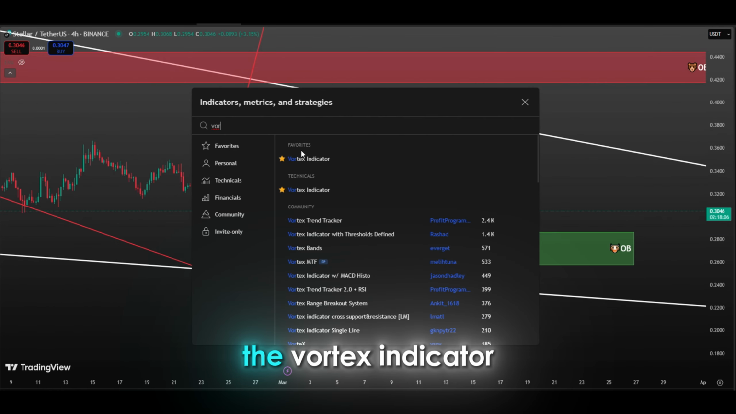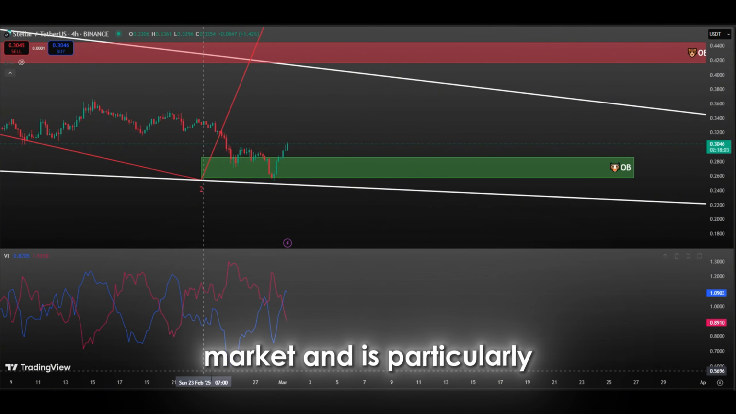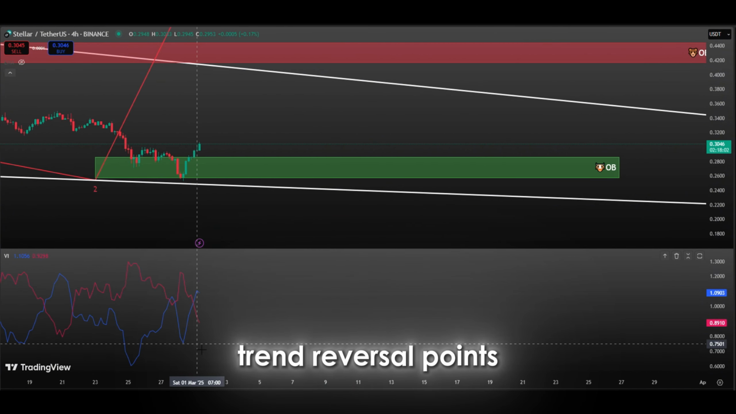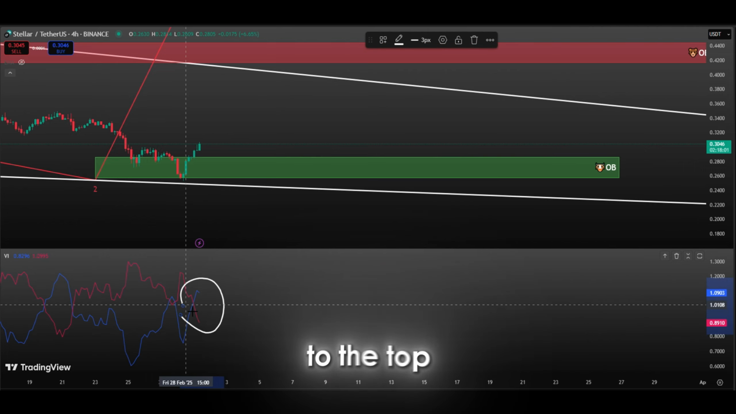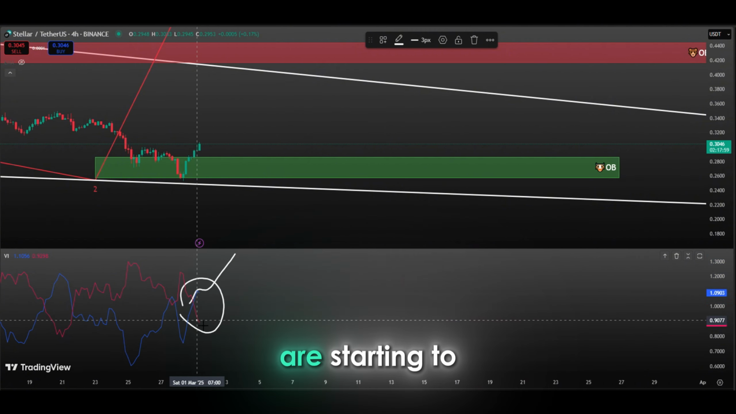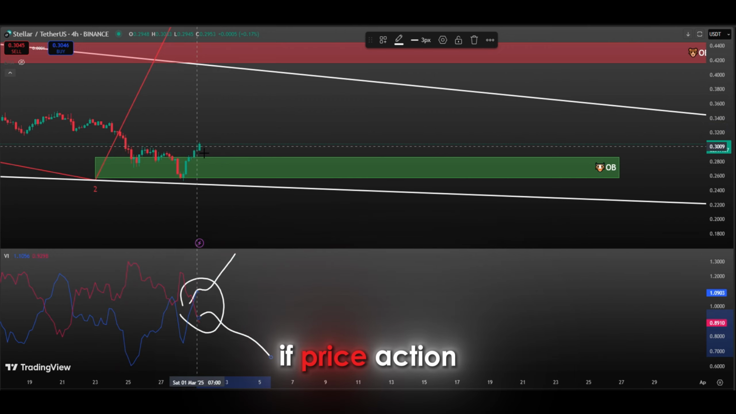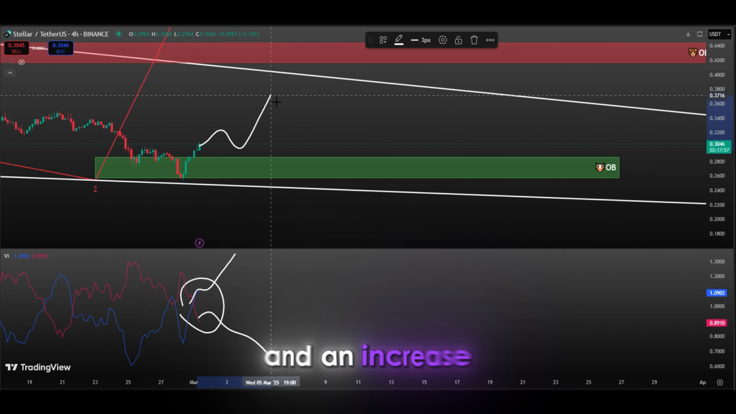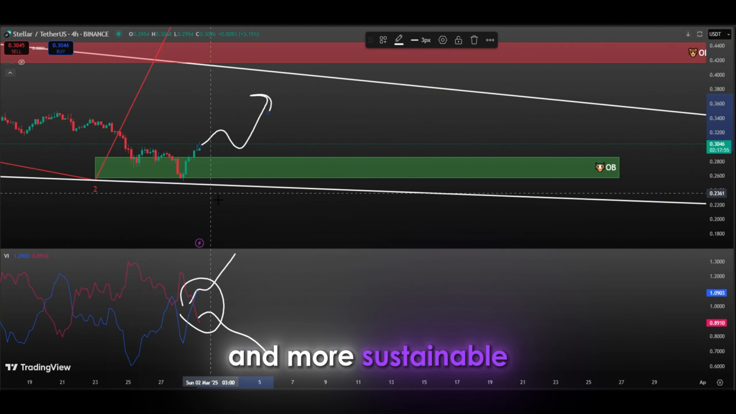The vortex indicator is an indicator used to determine the trend direction of the market and is particularly effective in detecting trend reversal points. And now the blue line has crossed the red and moved to the top. Such a crossover is often considered a bullish signal, indicating that buyers are starting to gain more control over the market. In particular, if price action supports this crossover and an increase in volume is seen, this could signal that the bullish move could be stronger and more sustainable.